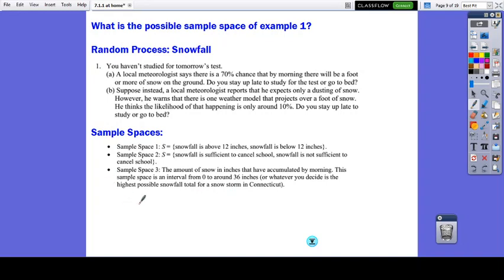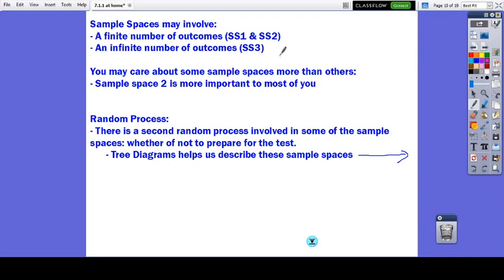Are there other possible sample spaces? Yes. Okay, so that's just an idea of it. Sample spaces may involve different things. It could be a finite number of outcomes. That's your snowfall example and your cell phones example. There's only so many possible outcomes there, or an infinite number of outcomes. That can be like your snowfall example where you've got your snowfall being 0 to 36 inches, because it could be 0.1 inches or anything like that. So that could be an infinite number of outcomes.